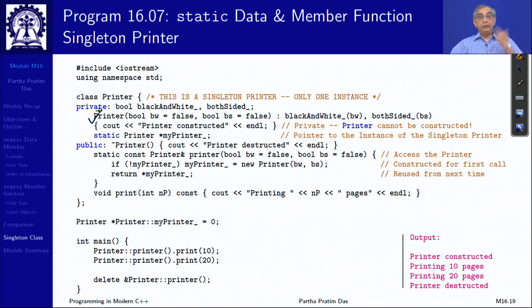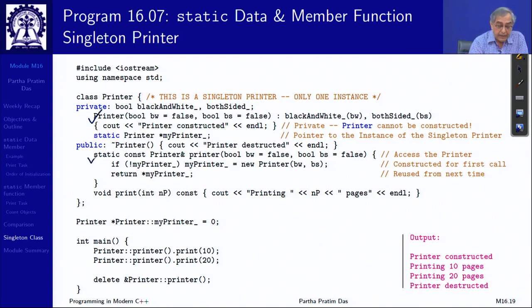Right. Now, this becomes a chicken and egg problem. If I cannot construct, I cannot have an object. If I cannot have an object, I cannot call a member function. So, how do I go about it? That is where the static member function comes in, because static member functions do not depend on an object being constructed.